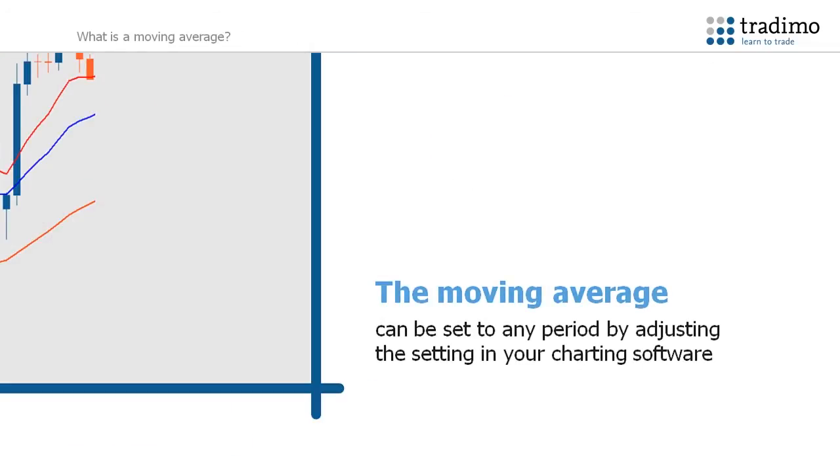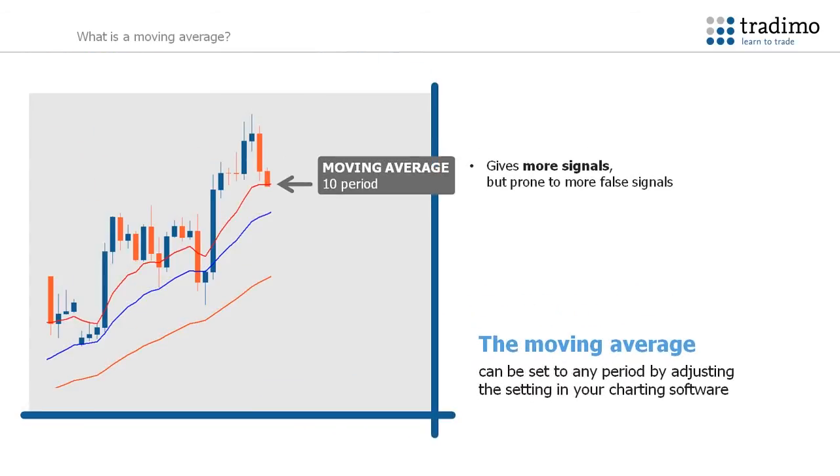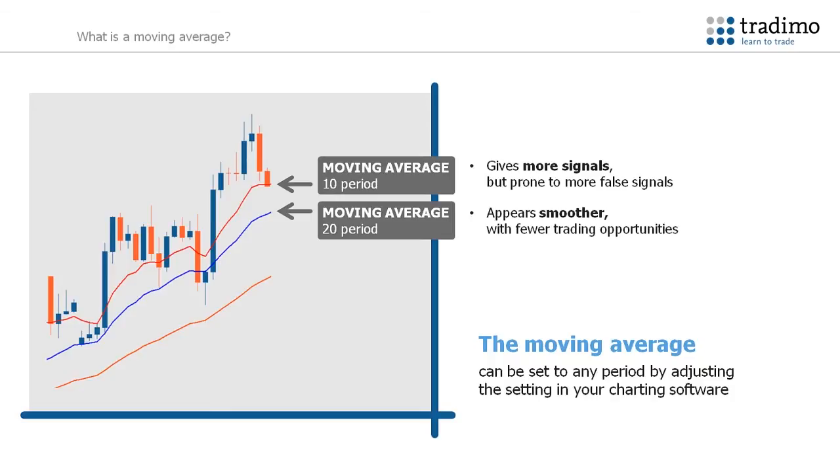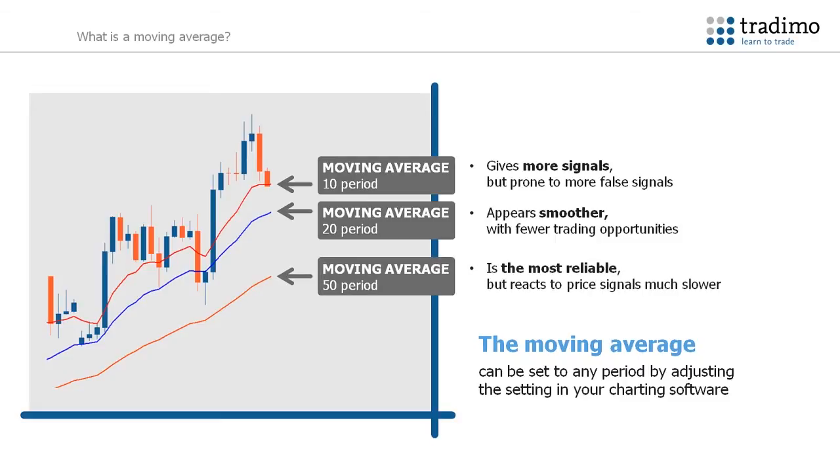The moving average can be set to any period by adjusting the setting in your charting software. The shorter 10-period moving average travels closer to price, giving more signals, but prone to more false signals. The medium 20-period moving average will appear smoother with fewer trading opportunities presented. The longer 50-period moving average is the most reliable, as it gives fewer false signals but reacts to price changes much slower.